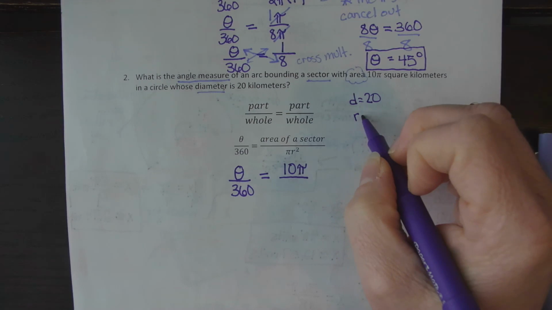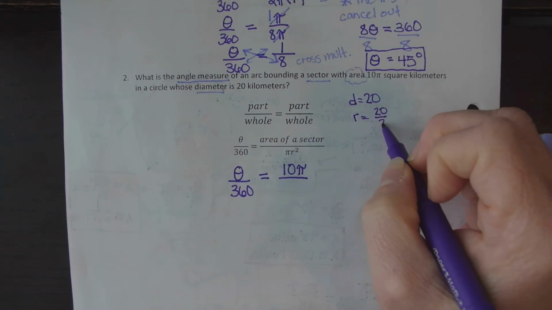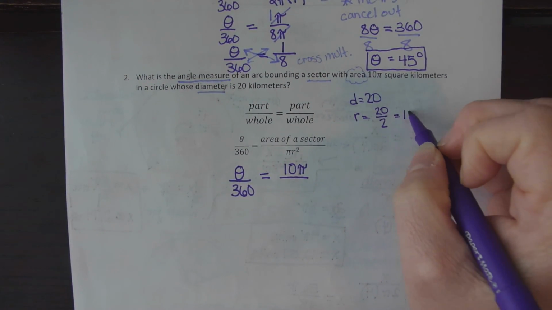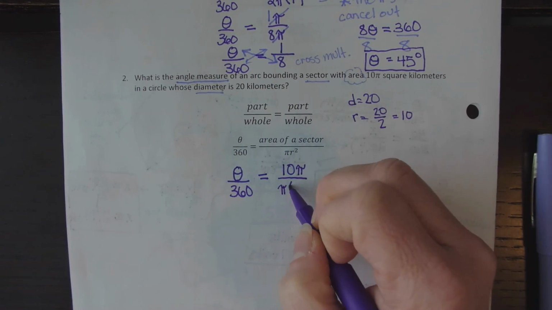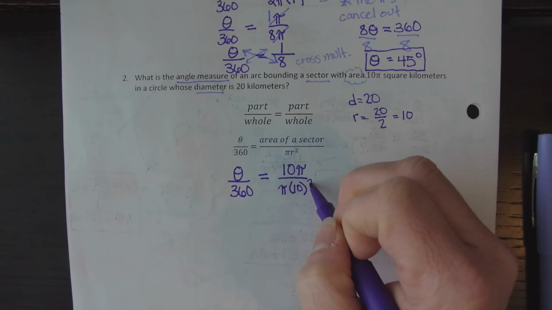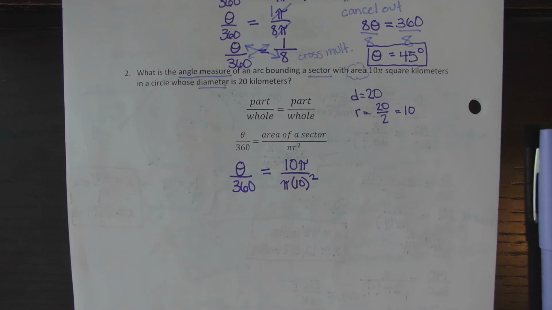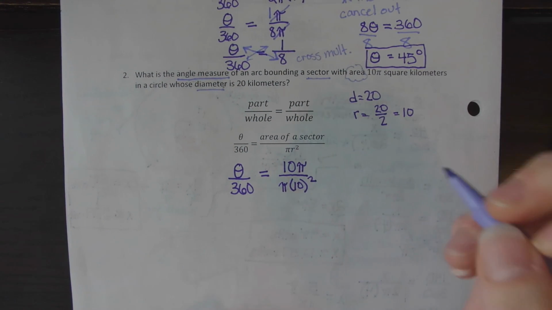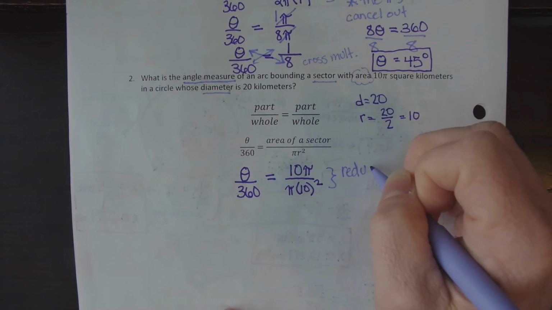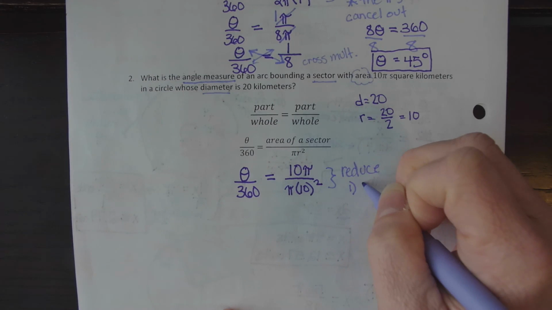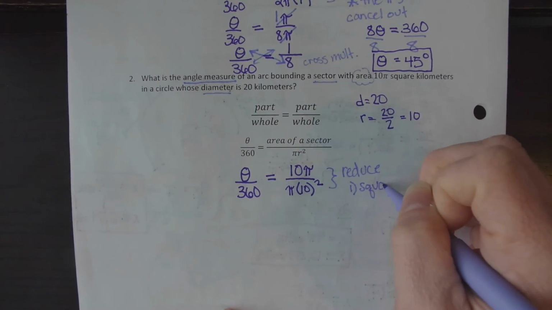Remember, to get the radius, we're going to take the 20 and divide by 2. So that's equal to 10. And it's pi r squared, so pi times 10 squared. When we go to reduce this one, we got to be careful. The first thing we're going to do is square the radius.